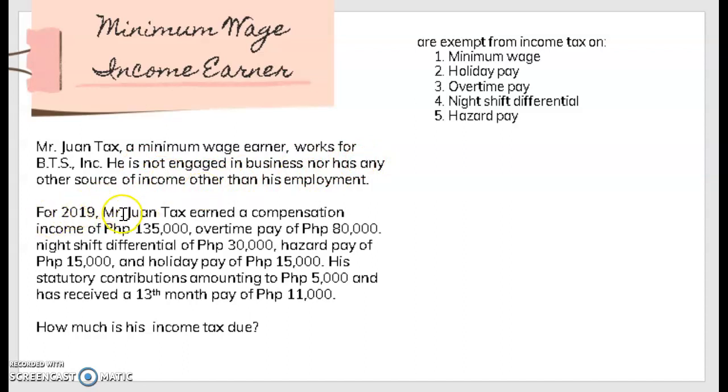So for 2019, Mr. Juan Tax earned a compensation income of 135,000 with an overtime pay of 80,000, night shift differential of 30,000, hazard pay of 15,000, and holiday pay of 15,000. His statutory contributions amounting to 5,000 and has received a 13th month pay of 11,000. How much is his income tax due?